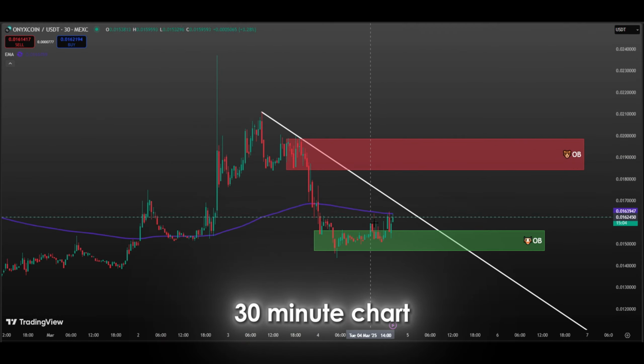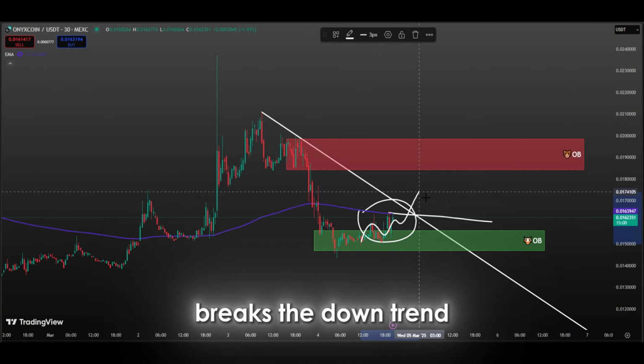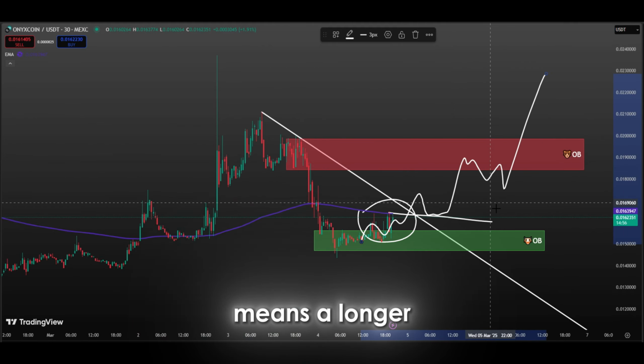And on the 30-minute chart, the price is now touching the 200 EMA. If the price breaks the downtrend, it may stay above the 200 EMA. Above the 200 EMA means a longer uptrend.